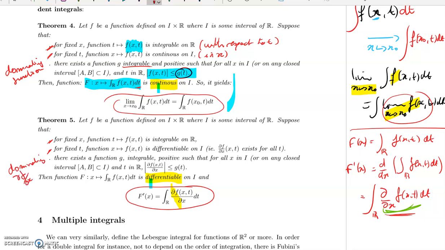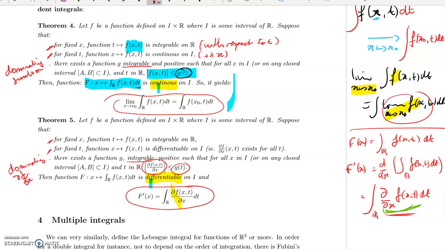And finally, we need an integrable function, a dominating function again, but it's going to dominate the partial derivative in x, right? So we need a dominating function, which means a g function that is going to depend only on t, that would be integrable and, of course, positive, because it has to be bigger than the absolute value of the partial derivative. So for all values of x, I can find a unique dominating function that depends only on t.